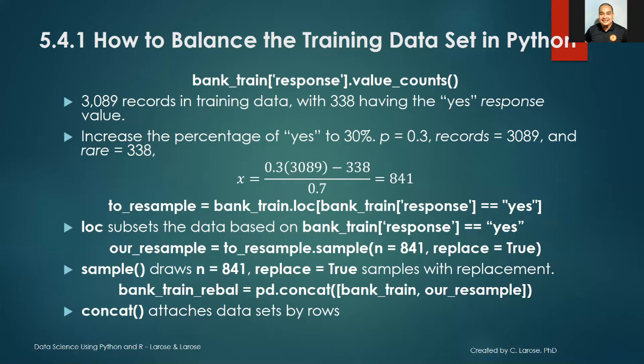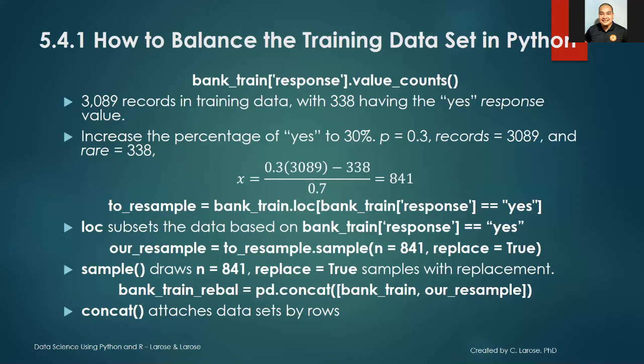Since we have p equals 0.3, records equals 3089, and rare equals 338, we obtain x equals (3089 - 338 divided by 0.7) equals 841. That is, we need to resample 841 records whose response is yes and add them to our training dataset.